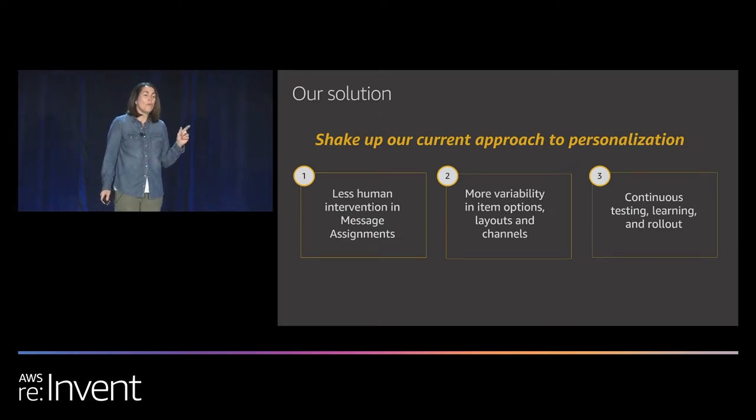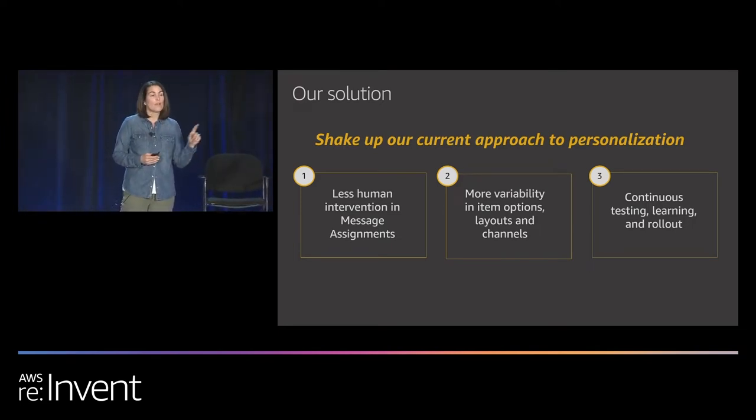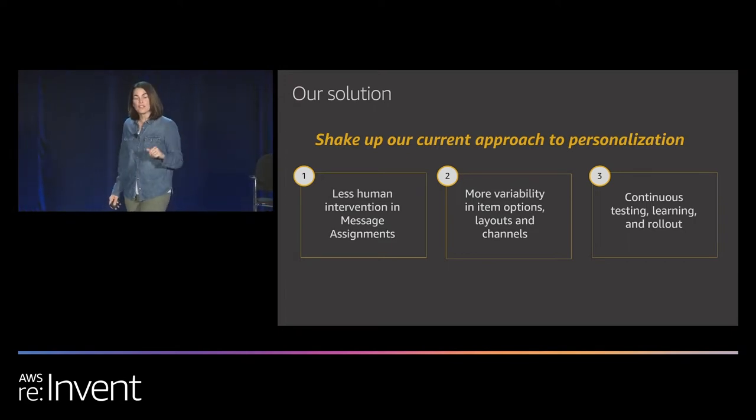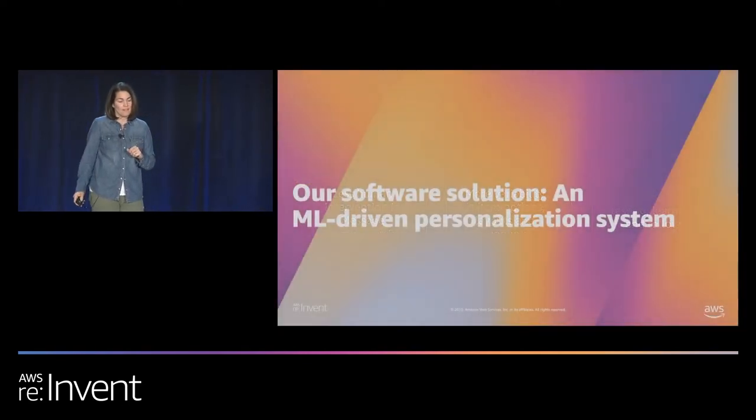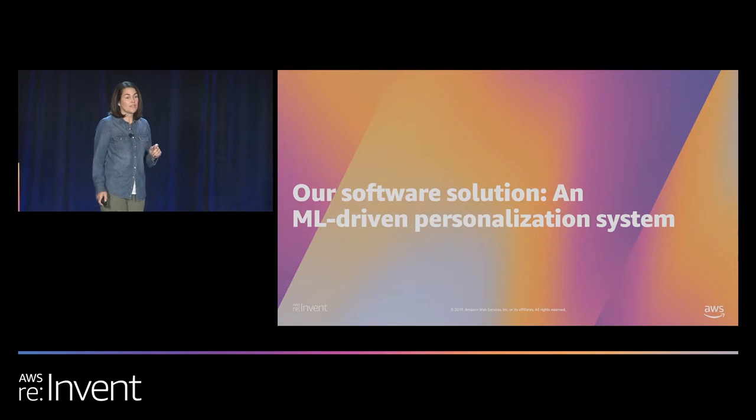And then we need to make sure we're continuously learning. We don't build it and set it and forget it. We constantly look at the model and see, is there a better way? Is there something we can tune to do differently? Are there better messages that we could be choosing? And now Diego is going to actually take us through the details of what that model looks like.